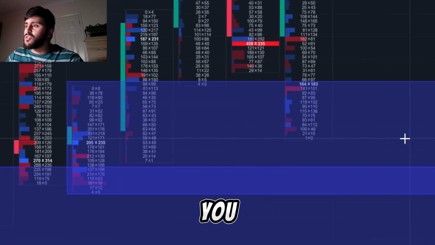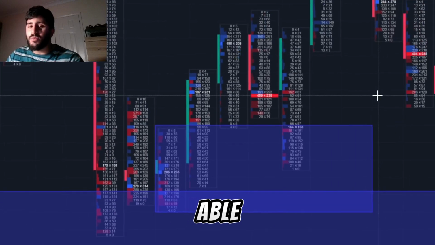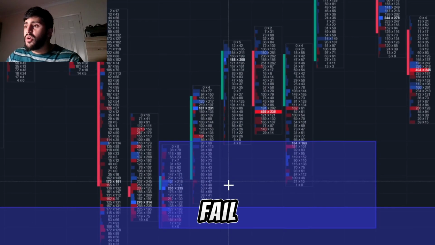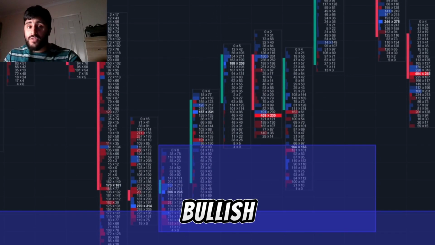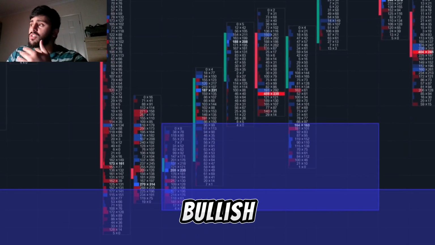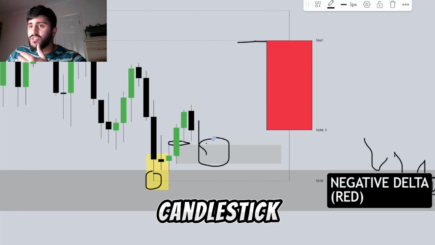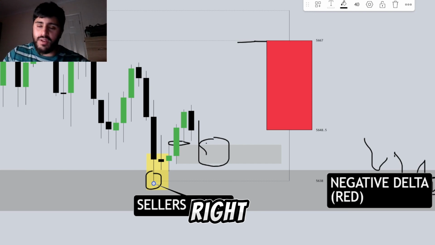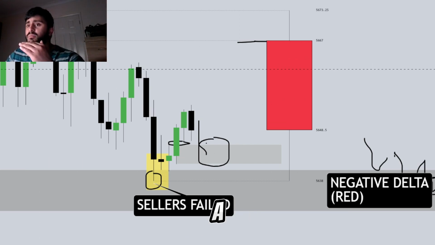So what does this show you? Just by zooming out and not being able to read the numbers, we see a lot of aggressive sellers over here. They fail. We then see price leaving a bullish fair value gap. So we're seeing sellers fail and price is giving us a bullish fair value gap. Let's just go back to the candlestick chart, right? We see here sellers have failed. These sellers here have failed inside of a bullish fair value gap.